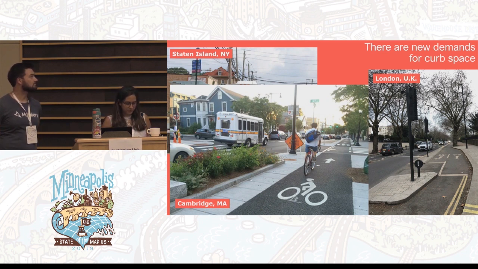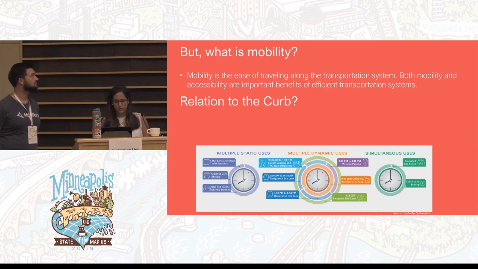There are multiple curb uses that we as planners, engineers, programmers, transportation professionals, most importantly, residents, we all move from one place to the other, depend on for mobility. So for different transportation modes. But what is mobility? So mobility is the ease of traveling along the existing transportation system. Both mobility and accessibility go hand in hand. They're important benefits of an efficient transportation system.